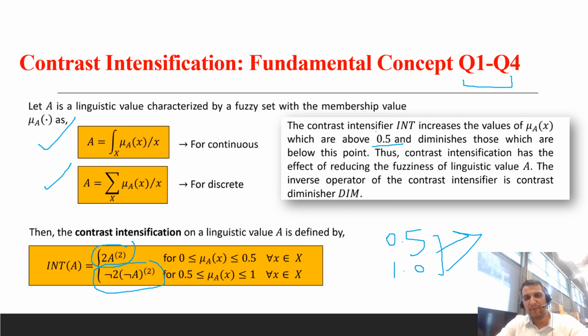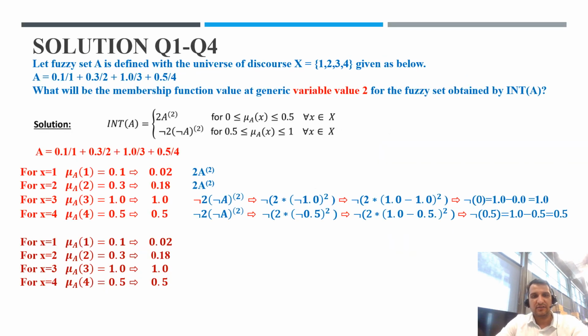When the membership value is above 0.5, the value will be increased, and diminish means it decreases for those below this point, right? But in the case when the value is 0.5 or 1, it will stay the same. So this is the question.